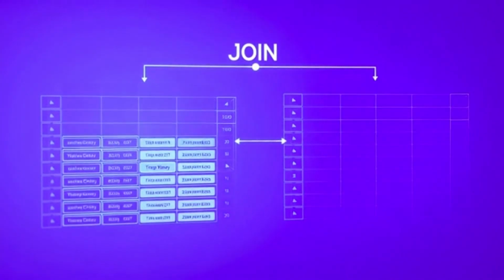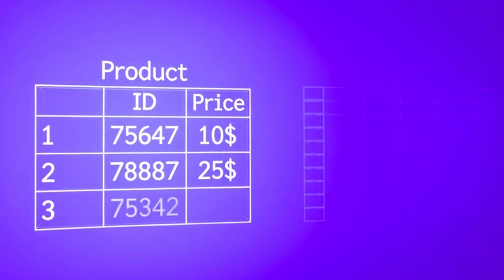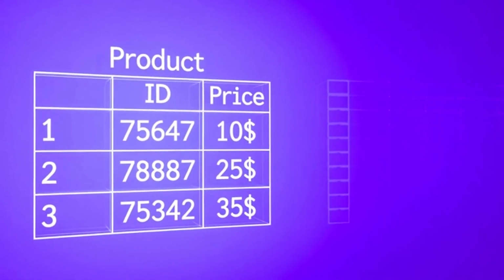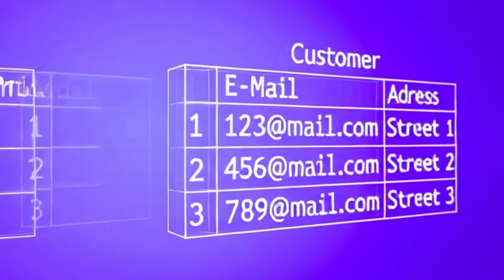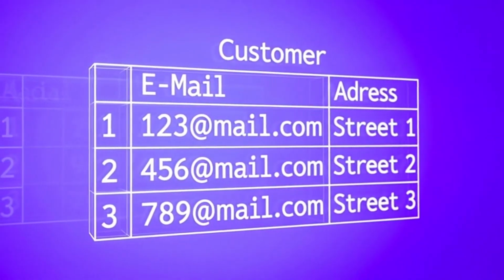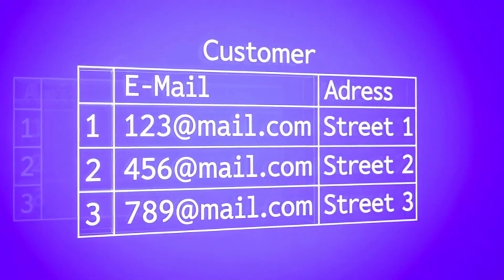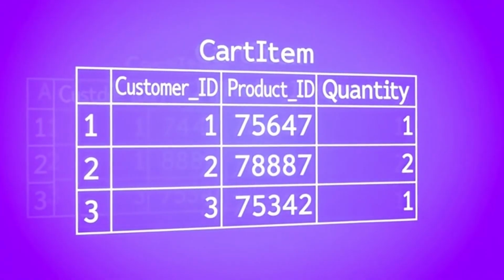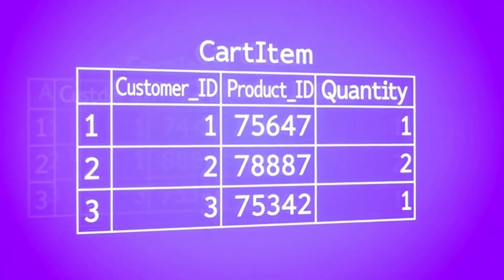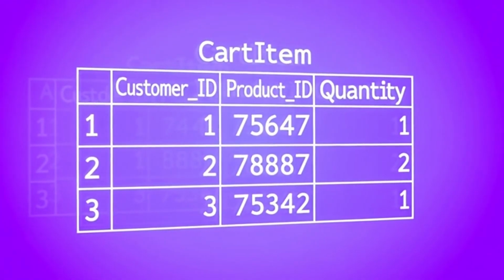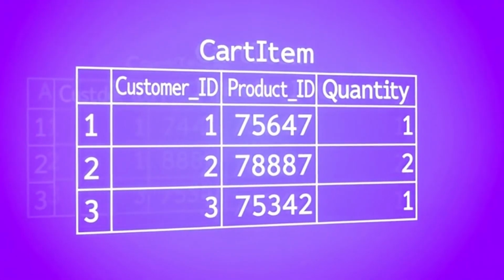Imagine a shopping cart system, designed to track items and customers. One table holds products. Each row has a price and ID. Another table holds customers. Each row with an email and shipping address. A third table holds cart items. Each row connects one product ID to one customer ID, with a quantity.